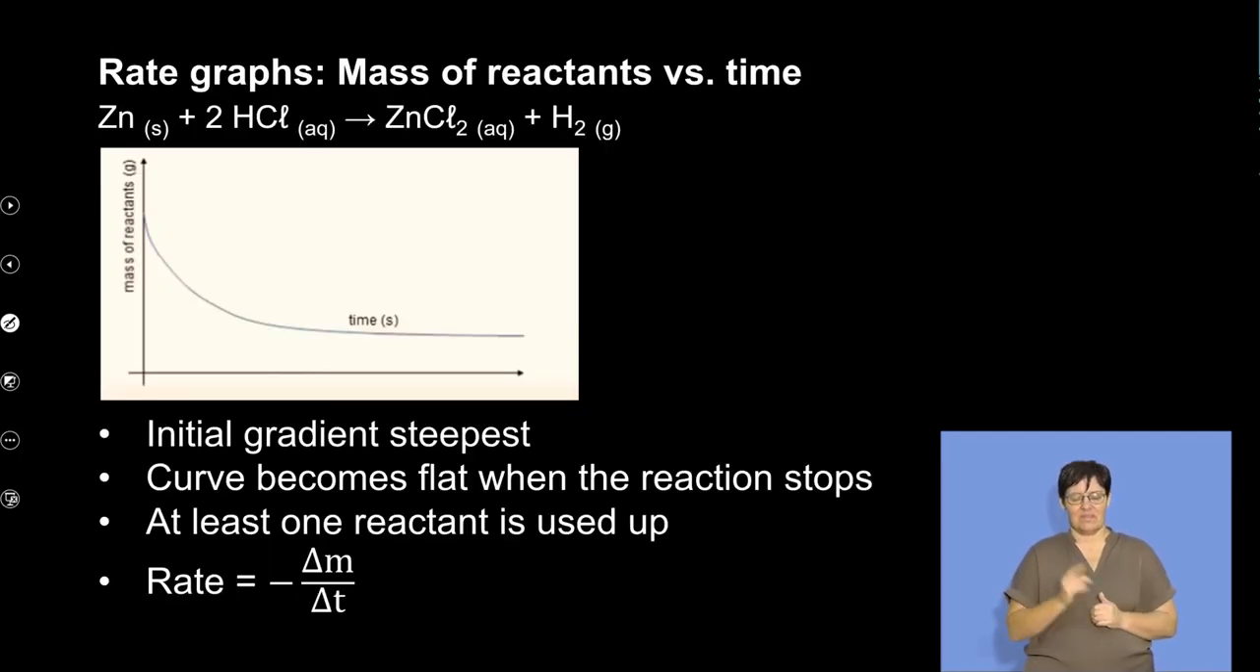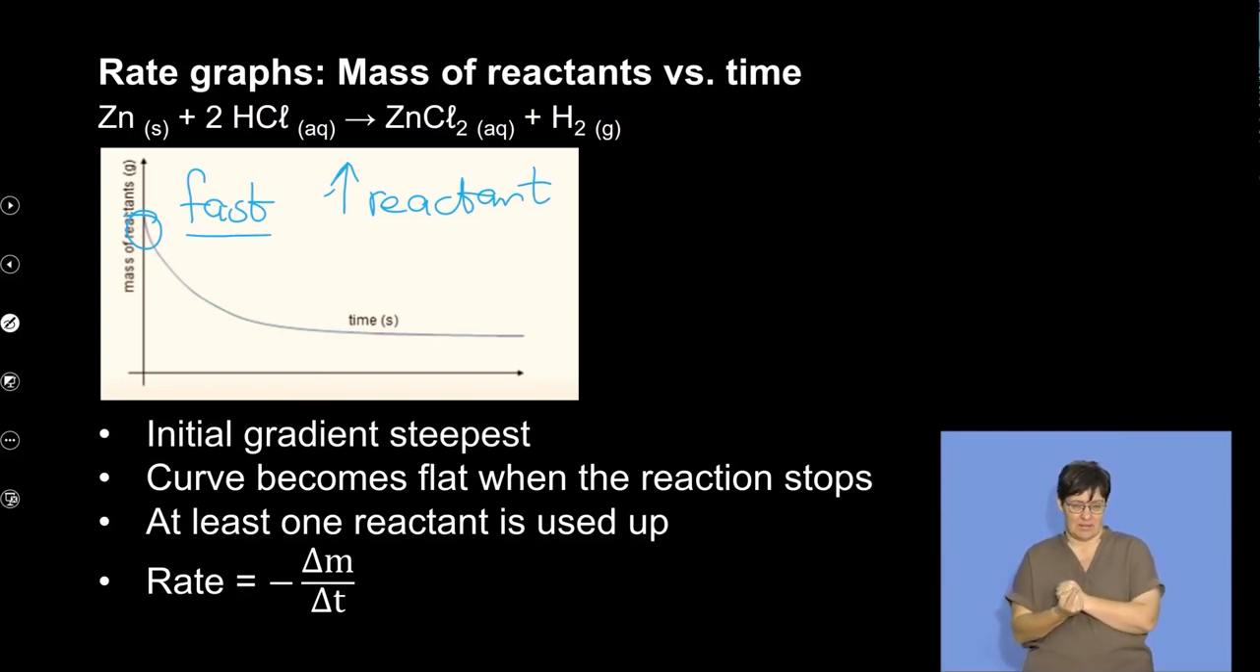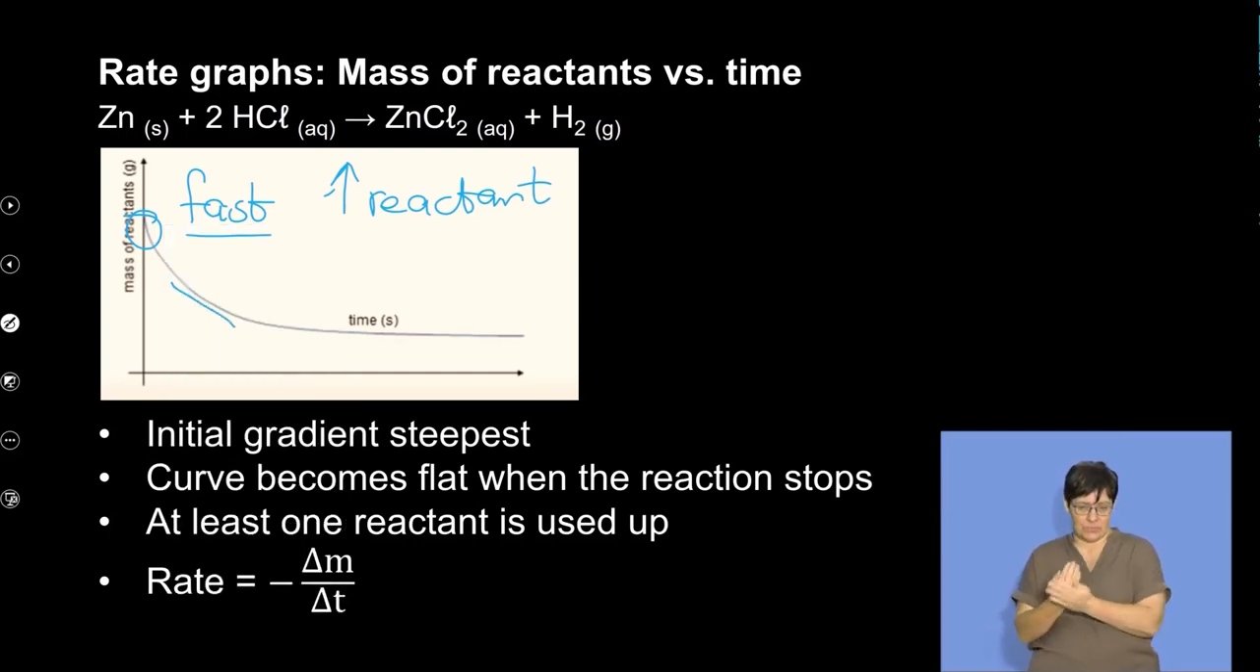If we look at this, like I said, initially there is a lot of reactant in the vessel, and you have a fast reaction. The reason for a fast reaction is because we have a lot of reactant that can react, in a fast manner, to form our product. As the reaction goes on, you will see that the curve becomes less steep, to a point where it flattens off, where it actually stopped.